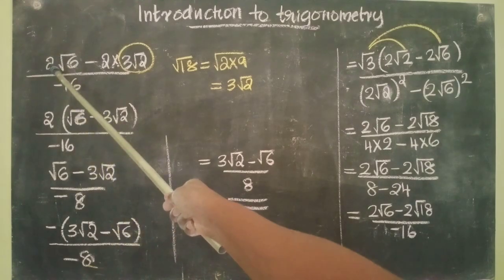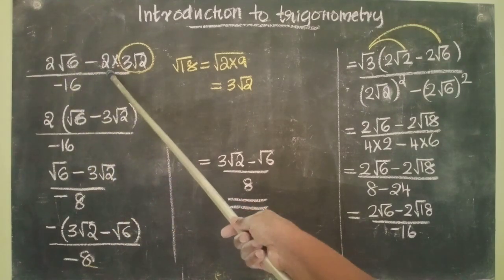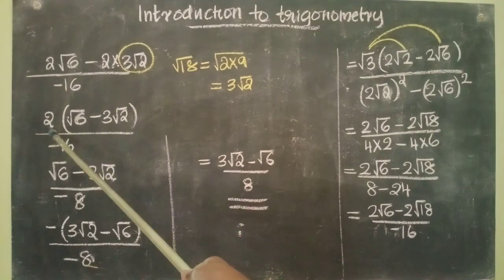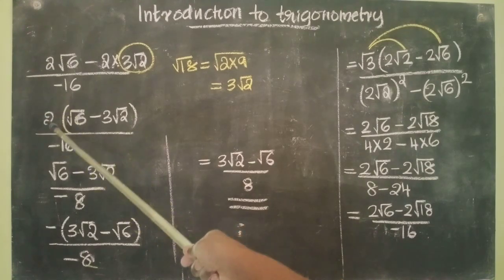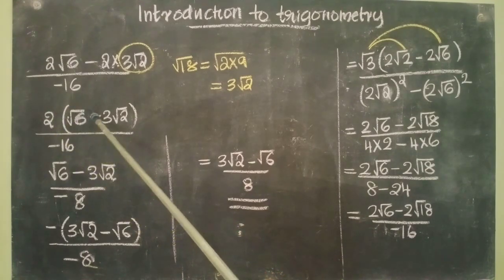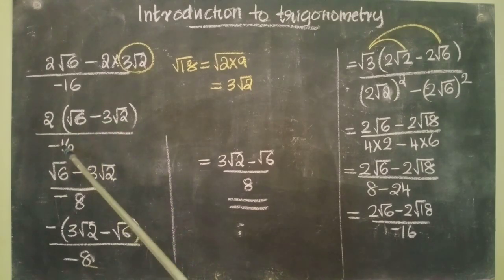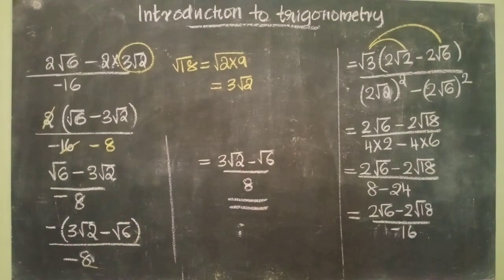Now you can see here 2, here also 2. 2 is a common number. We can take it out of the bracket. So we get 2 into (root 6 minus 3 root 2) whole divided by minus 16. Now let us cancel this 2 and minus 16. We get minus 8 there. So we get (root 6 minus 3 root 2) whole divided by minus 8.